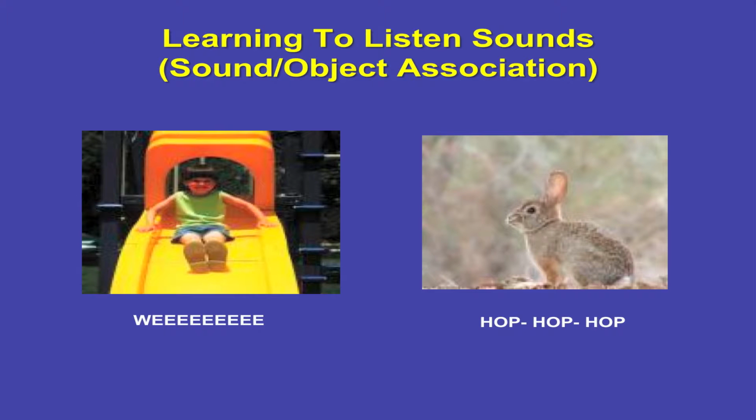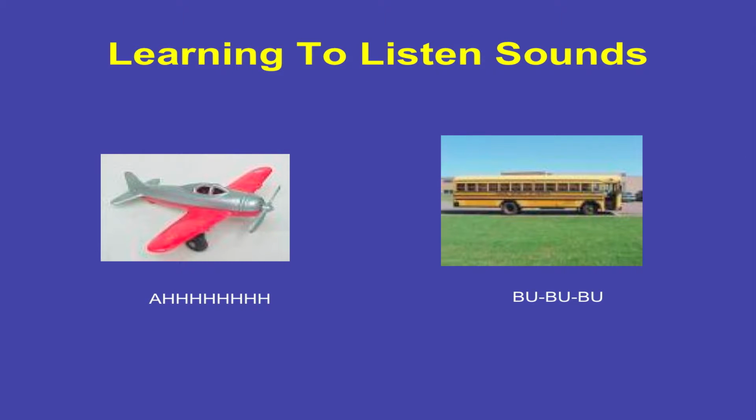For example, for a child sliding, the learning to listen sound is wee. A rabbit is used for hop, hop, hop, that short, short, short duration. Another example is the airplane. It is used to demonstrate a long continuous vocalization. The bus, ba, is used to demonstrate the short, short, short patterns of speech.